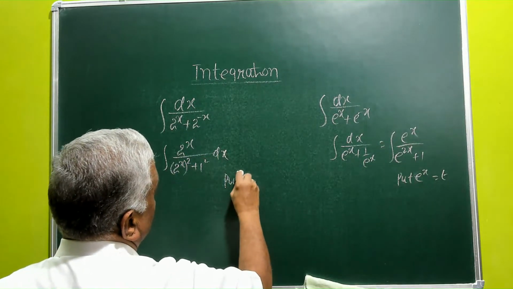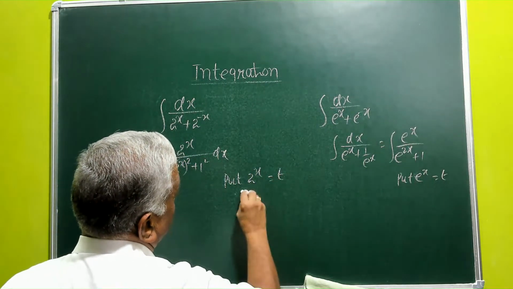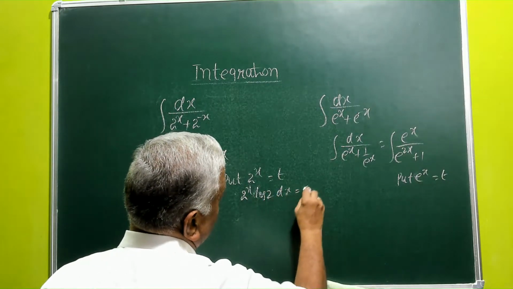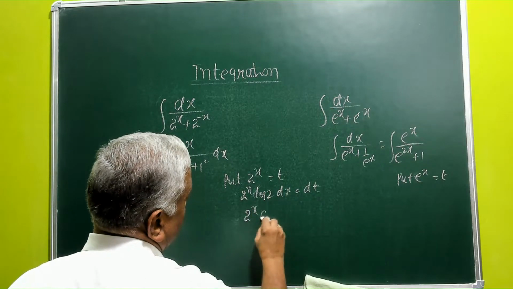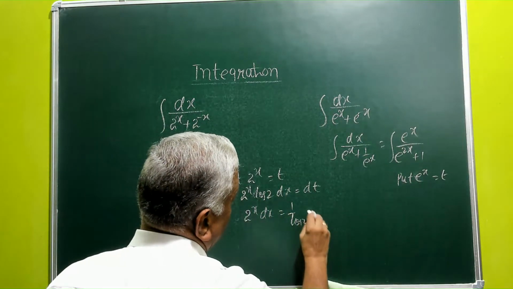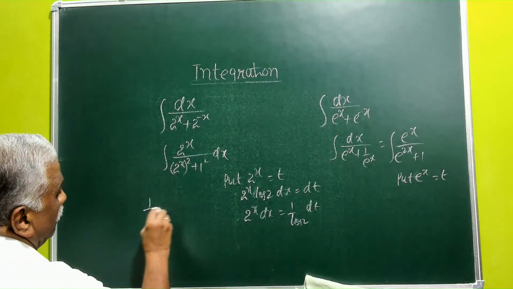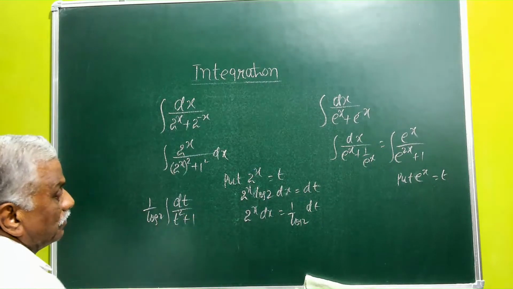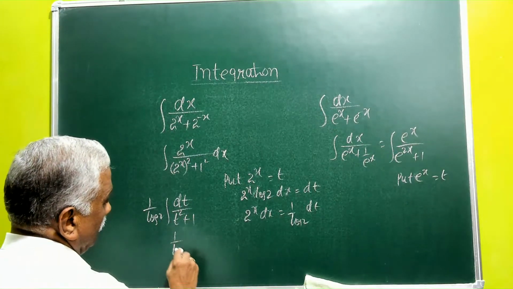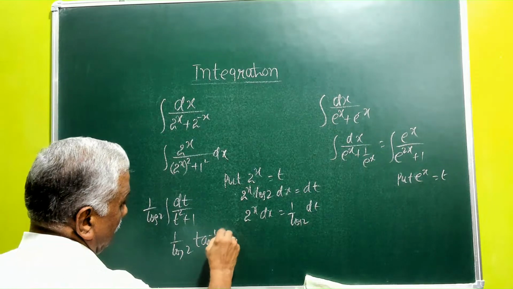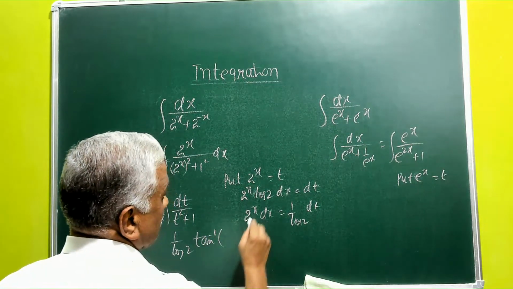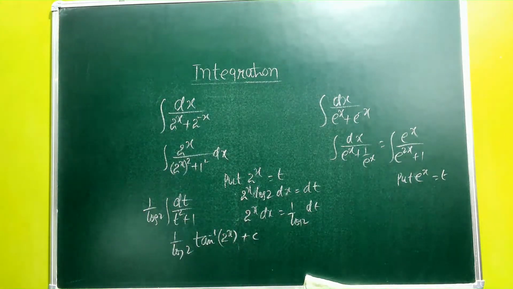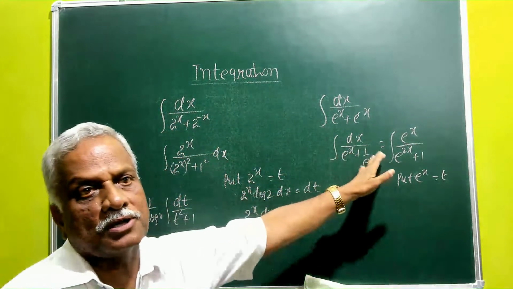So put 2 to the power of x is equal to t. 2 to the power of x into log 2 dx is dt. So 2 to the power of x dx is 1 by log 2 dt. So this is 1 by log 2 times the integral of dt over t square plus 1. That is 1 by log 2 tan inverse of t, which is 1 by log 2 tan inverse of 2 to the power of x, plus c. So these two problems use the same method.